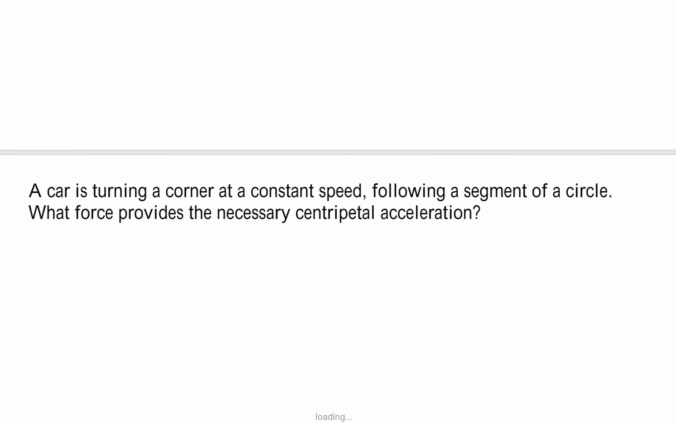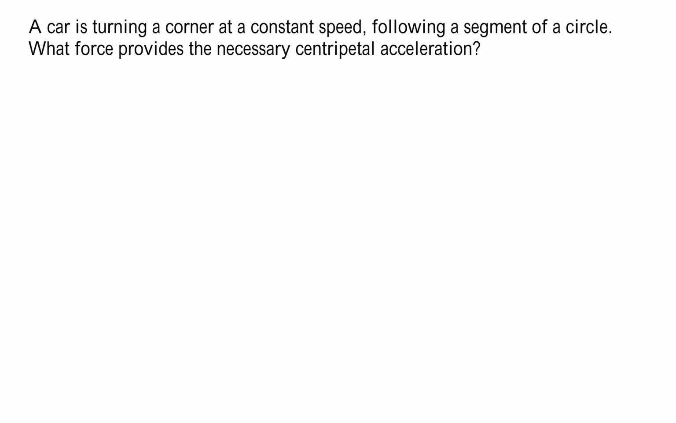Okay. A car is turning a corner at a constant speed, following a segment of a circle. What force provides the necessary centripetal acceleration? Okay, so here we want to draw a sort of pictorial overview of this one. The car is turning the corner at a constant speed, so we draw the curve. The center of the curve is somewhere over here. The car is on the curve. So here's the car. The car is going along this way, maybe. So that would be a velocity, so we put a V there.